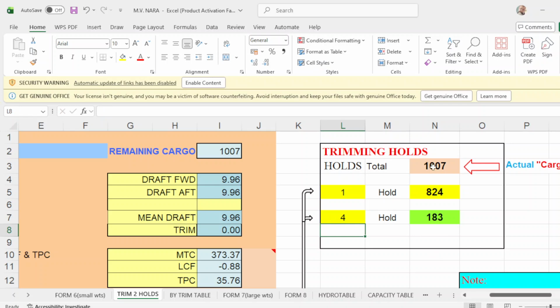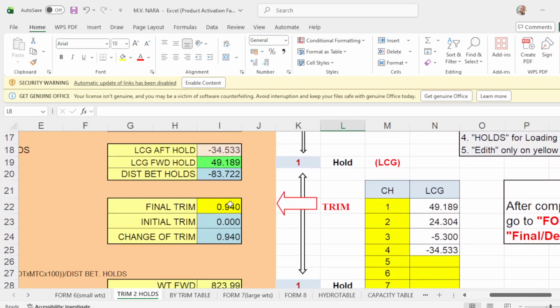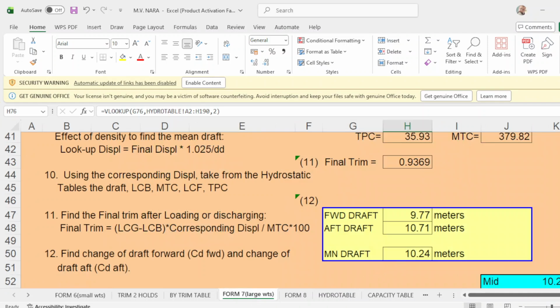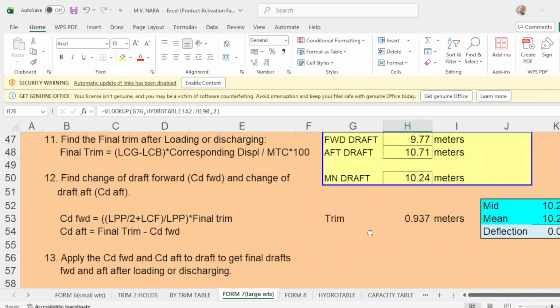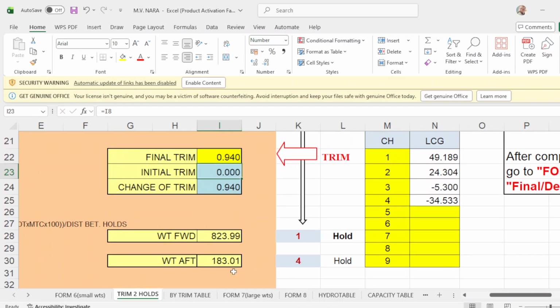And here you have the same figure of remaining cargo to load. So how much are we going to load here in 1 and 4? But you will ask, what is your trim? Okay, according to our plan, our initial, we have to make a trim of 0.94. Okay, so I make here 0.94. Okay, so he will now give you the figures of how much to load in number 1.